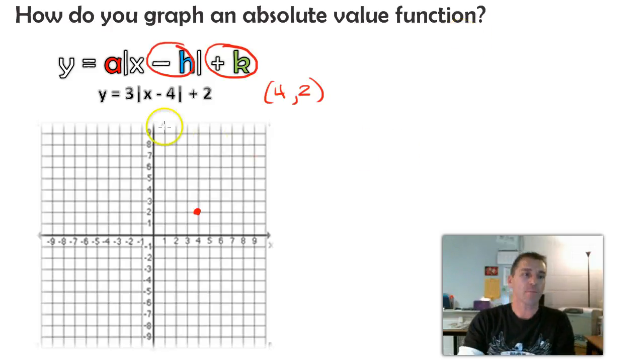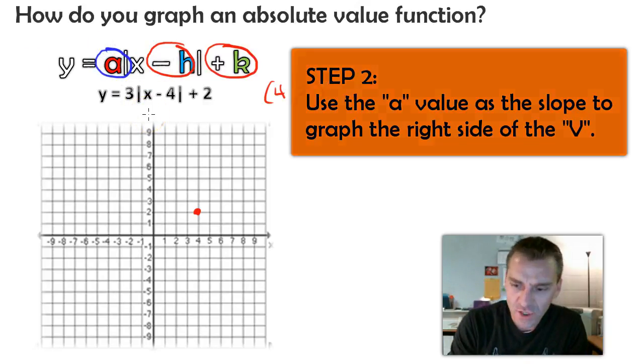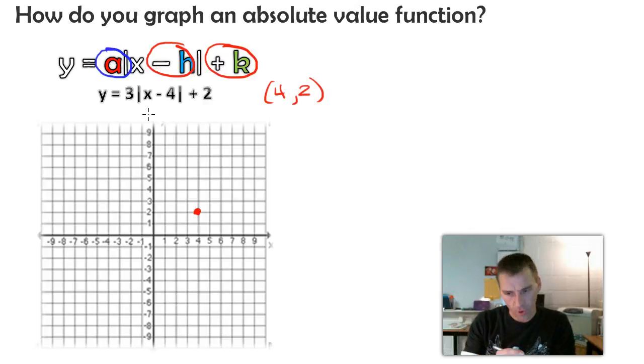Step number 2. I'm going to now use this a value, this guy right here, and I'm going to actually use that as the slope to get the right side of my V. So if I look at this thing right here, my a value is a 3. If I'm going to use that as slope, that is 3 over 1, just like it would have been in any other type of equation. So I'm going to go from my vertex, I'm going to go up 3, 1, 2, 3, and I'm going to go to the right 1, put a dot. Up 3, 1, 2, 3, over 1, just like that.